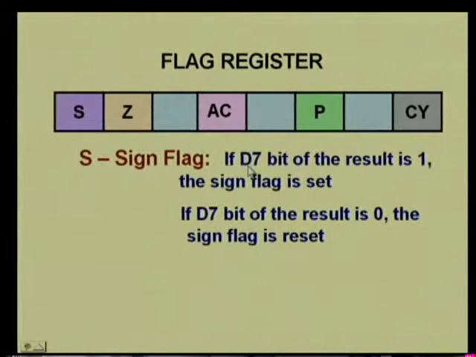So if the result has the most significant bit as 1, then the sign flag will be set. It indicates a negative number. Otherwise, if the D7 bit is 0, it indicates a positive number, and it will be indicated by the sign flag being reset. That is about the sign flag.